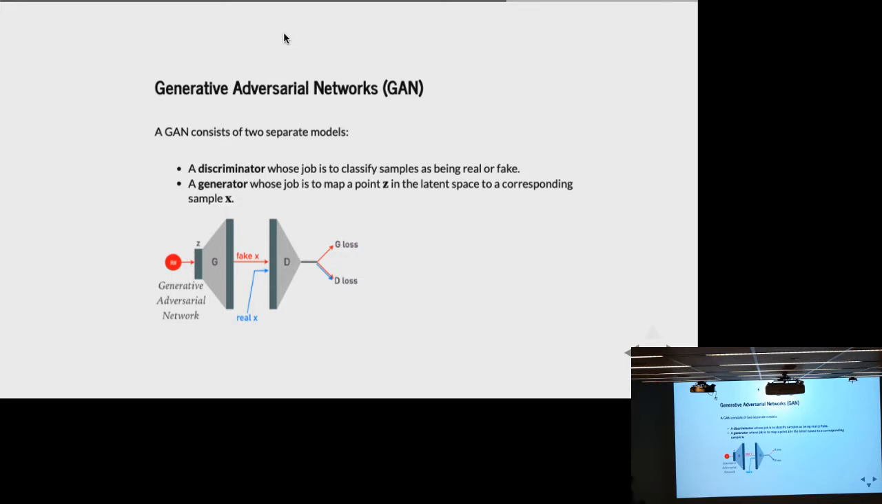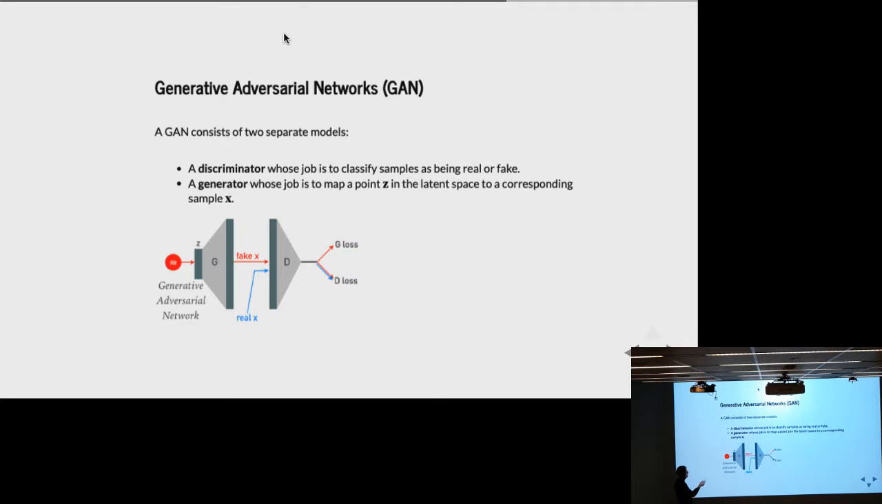Then we have a generator whose job is to take a point from the latent space and expand it into the data space. That's just like the second half of the VAE or the second half of an autoencoder. We're going to generate random points in the latent space and expand them with the generator. So those are just going to be fakes, right? That's not real data because it's just coming from random numbers.